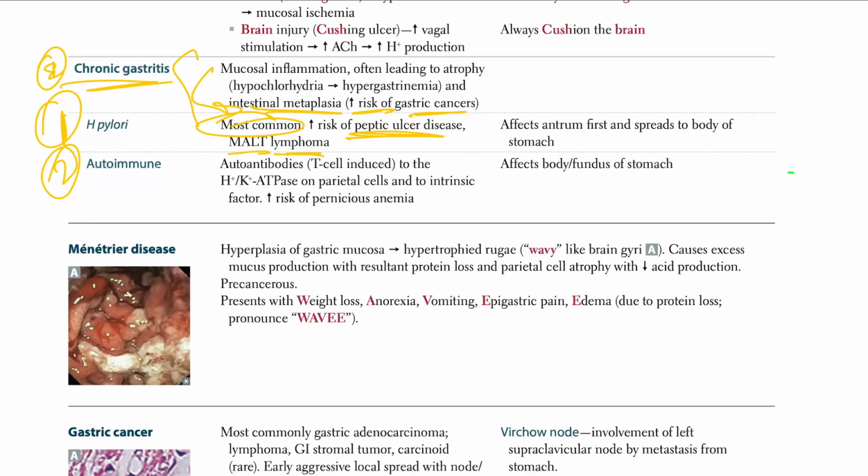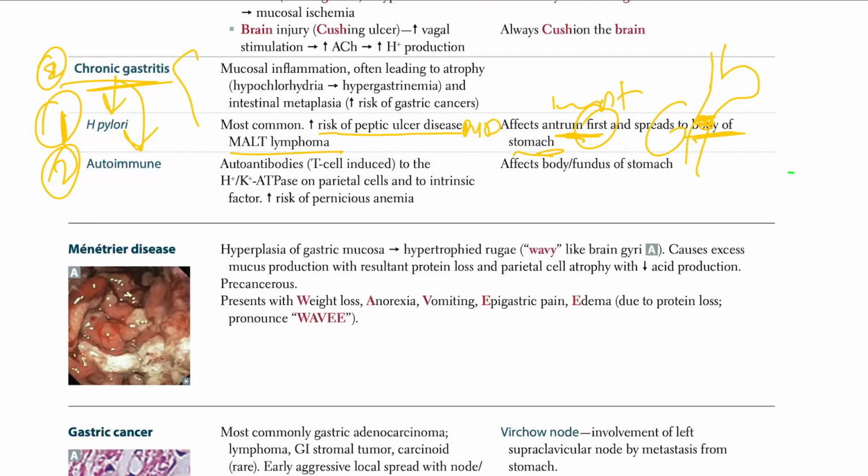So in chronic gastritis, the causative agents are either H. pylori or an autoimmune disease. In H. pylori, what you are getting is PUD, peptic ulcer disease, and maltoma. Now, this is important: where does it affect? It affects the antrum. Remember, the antrum is the end part of the stomach. So antrum first, and then it spreads up towards the body of the stomach.